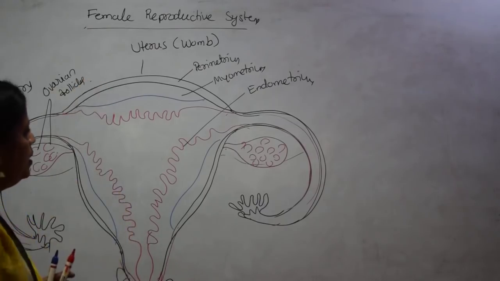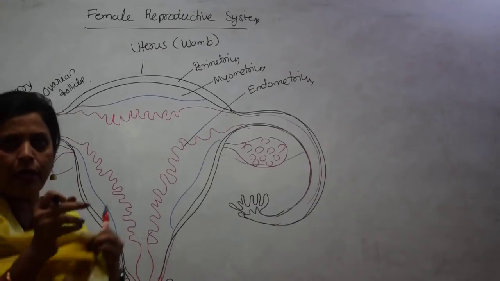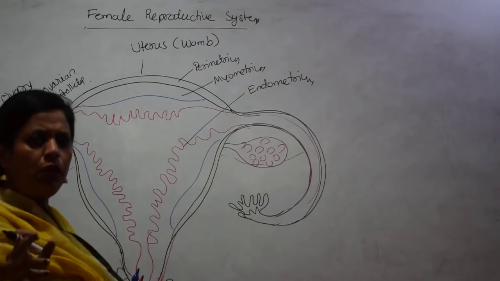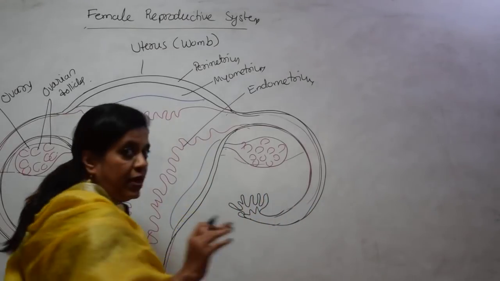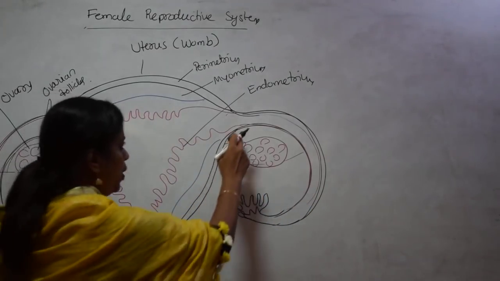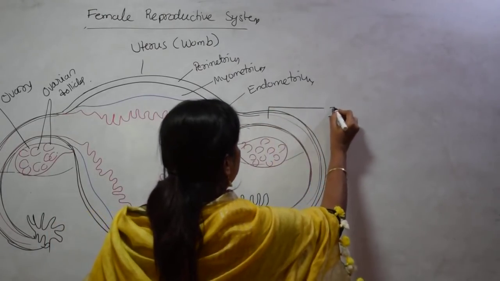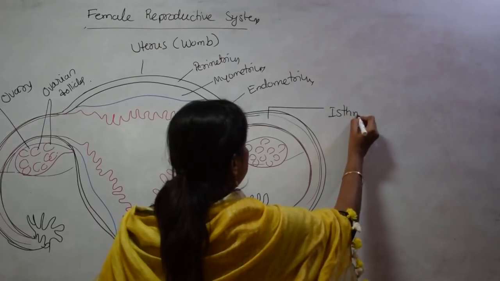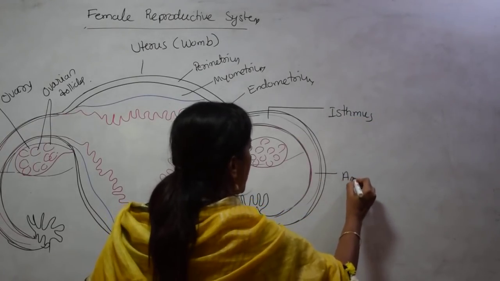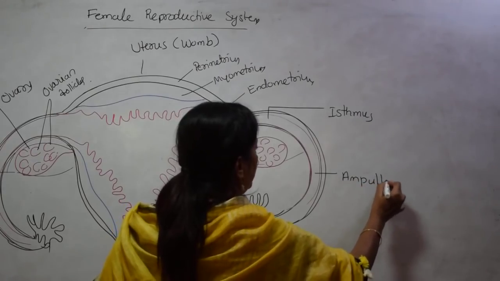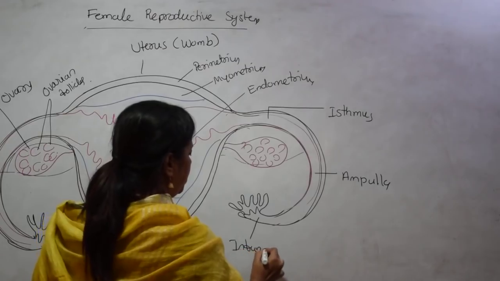Okay. Then this whole thing is fallopian tube. Here is one fallopian tube. Actually the fallopian tubes are biologically called the oviducts. This whole fallopian tube can be divisible into three parts. The one which is attached to this uterus, we call it the isthmus, and which is curved one we call it ampulla, and the last portion is called infundibulum.